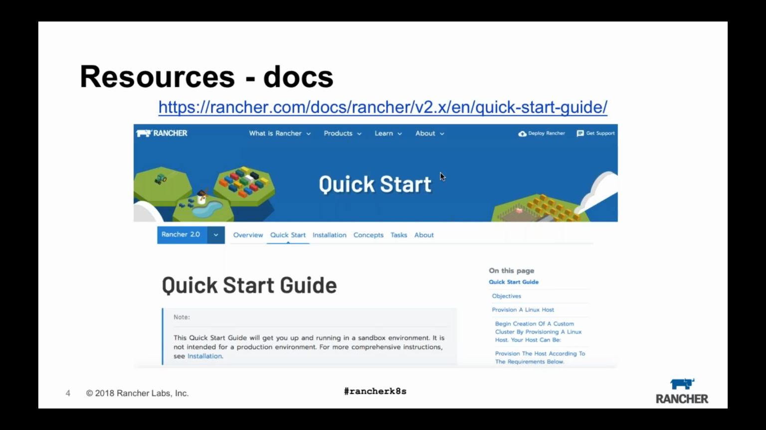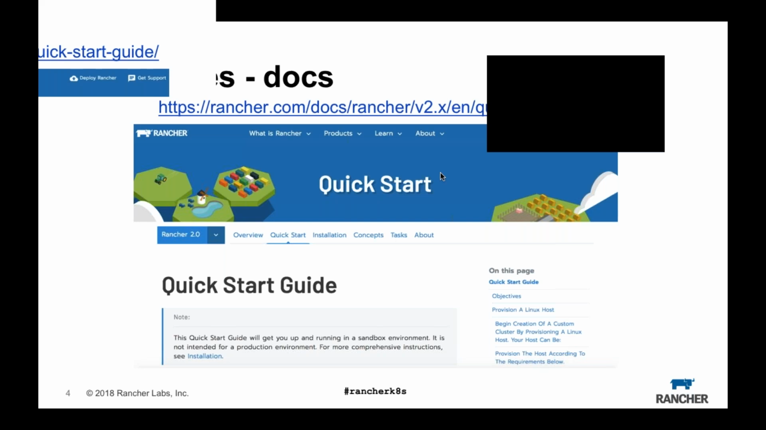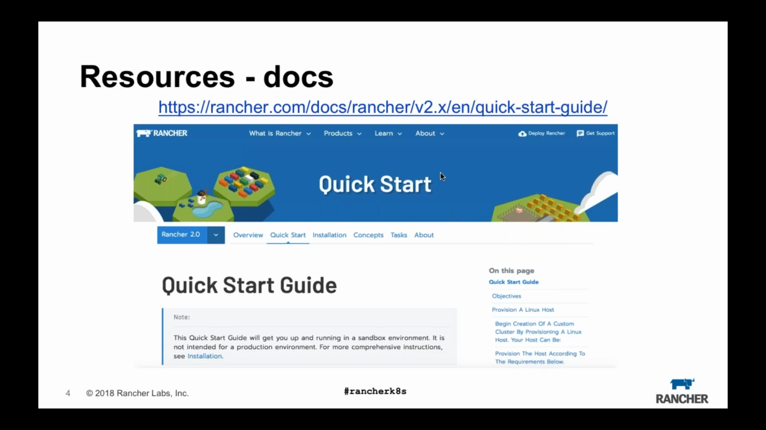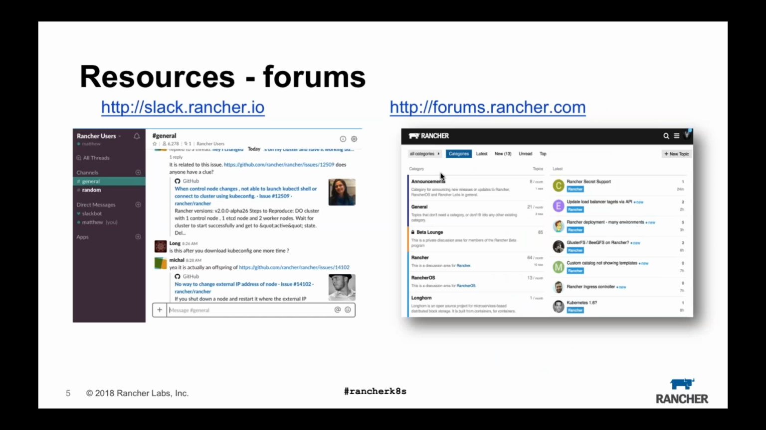If you want to have your own instance of Rancher going while we're doing this training, you can get it up and running in just a couple minutes. Go to the deploy button in the top right corner of the website, and that'll take you to the quick start guide, which should have all you need to get a one node instance up and running. Follow along with the demo.